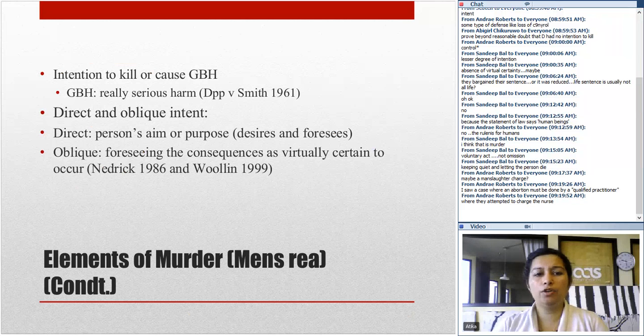Now, when it says grievous bodily harm, what is grievous bodily harm? It's really serious harm. DPP versus Smith, 1961. We read that case before. Really serious harm. It has to be serious enough to eventually cause death, or at least a lot of suffering.